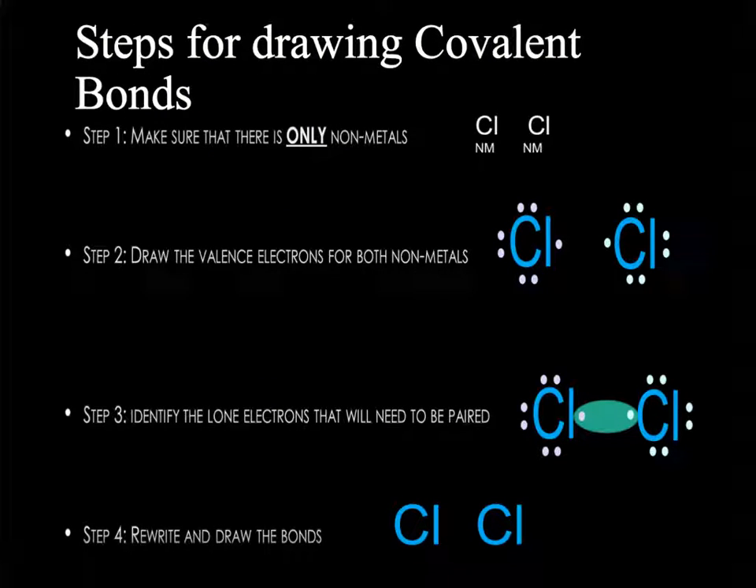All right, so these are just the steps of drawing a covalent bond. First step, make sure that there are only nonmetals. The second step is to draw the valence electrons from both nonmetals around each element. Step 3, identify the lone pairs that they will need to make a full octet. And step 4 is to rewrite and draw the bonds. So this chlorine atom, since it's only sharing 2 electrons there, is going to make a single bond over there.